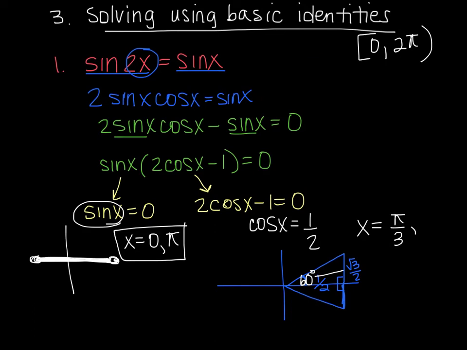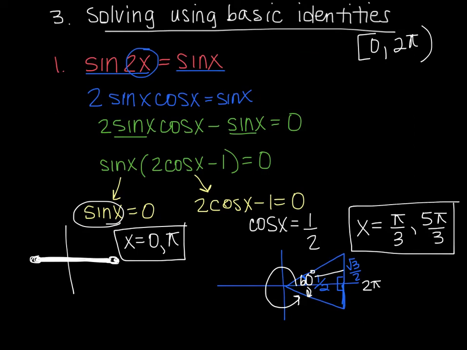And if I could say it, I would have just said negative pi over 3, but certainly let's go all the way around that way. I'm 1 pi over 3 short of getting all the way over to 2 pi. 2 pi is 6/3. So I'm 1 pi over 3 short of that, so I'm at 5 pi over 3. So I do have 4 answers, 0 and pi, pi over 3, and 5 pi over 3.